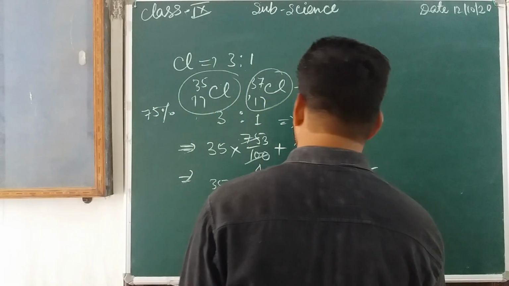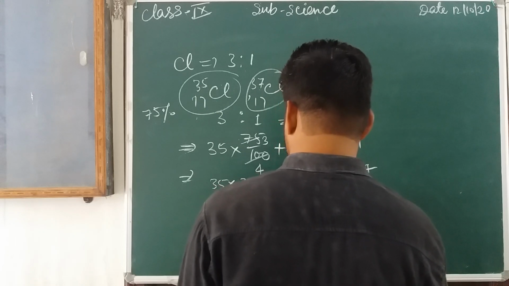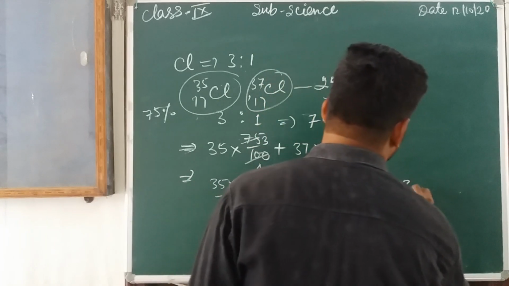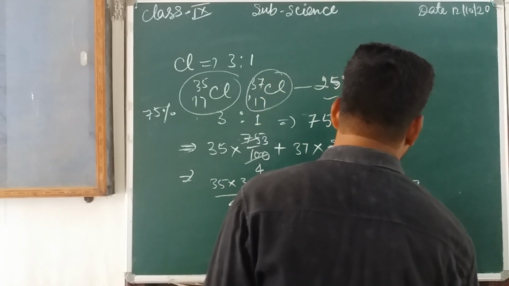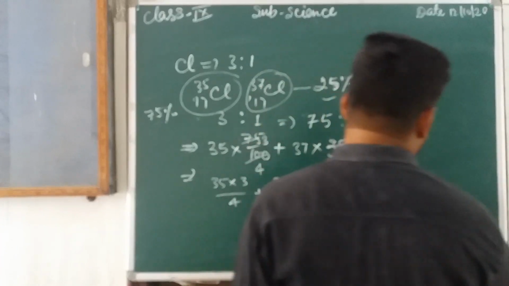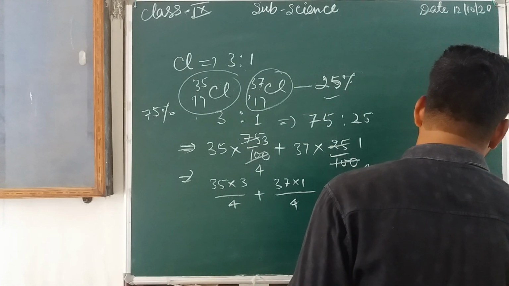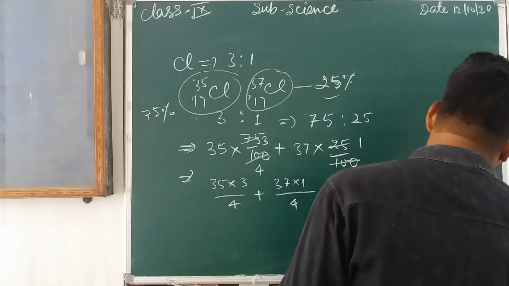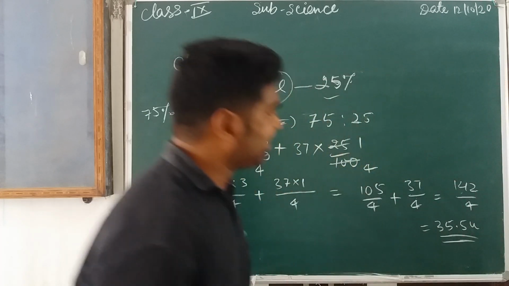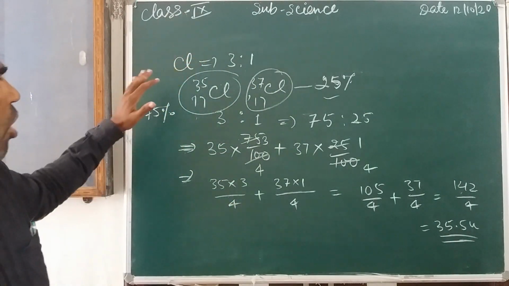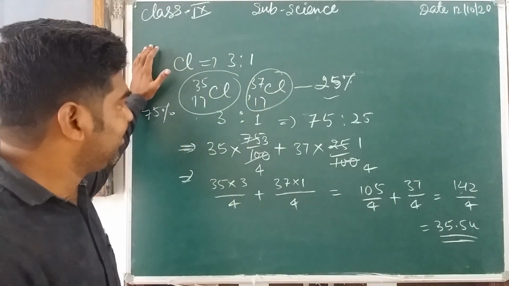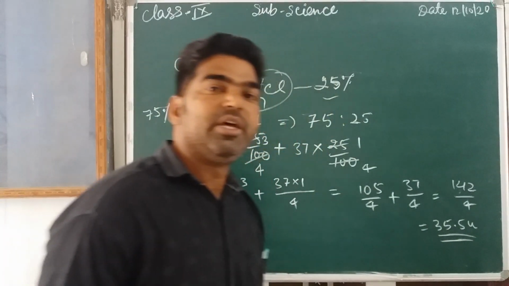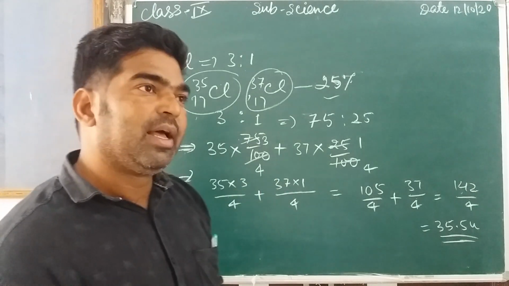So this became 105 divided by 4 plus 37 divided by 4. So it became 142 divided by 4. So it became 35.5. So this average mass of chlorine, means the mass number or atomic mass of chlorine, is 35.5 unit. So in this way you can calculate.